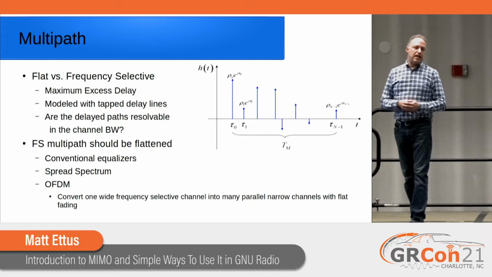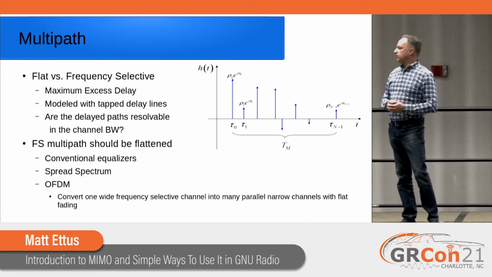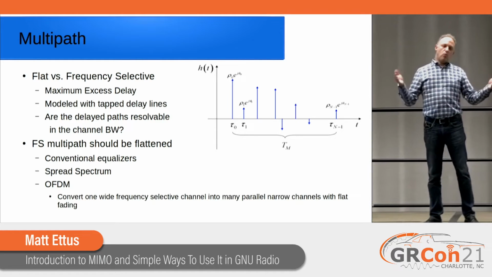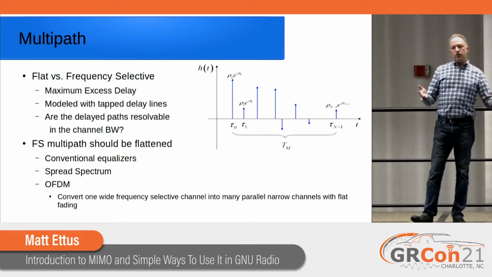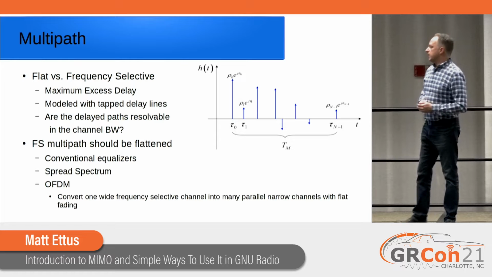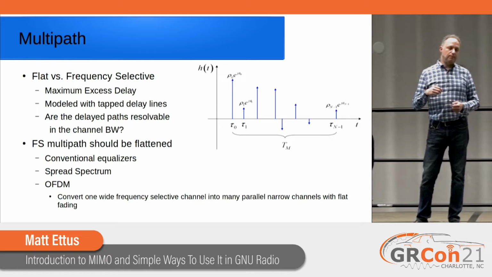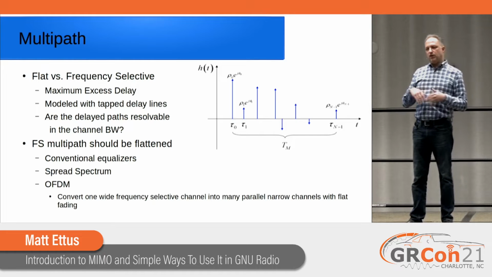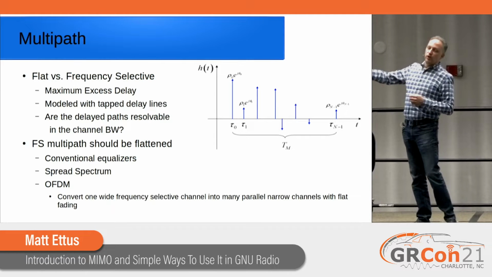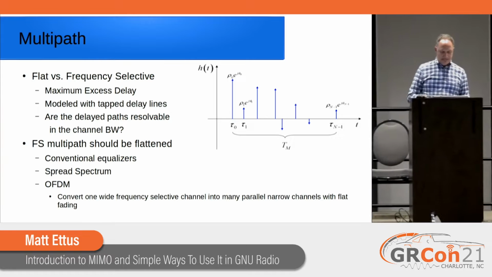Or you can use OFDM, and that's actually the most common way to deal with frequency selective multipath, because what you're basically doing is taking one wide frequency selective channel and turning it into a lot of little, narrow, roughly flat channels. And so for the rest of this talk, we're actually not going to deal much with the frequency selective. It's mostly going to be flat, on the assumption that if you had non-flat multipath, you would have fixed it through one of these mechanisms. And then we can really think about it in the flat sense.